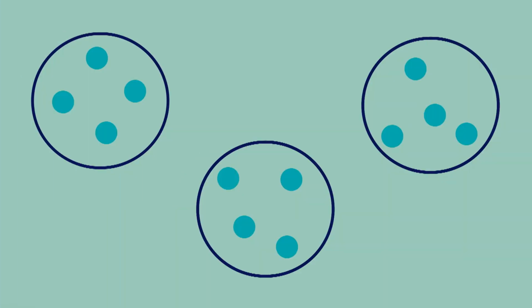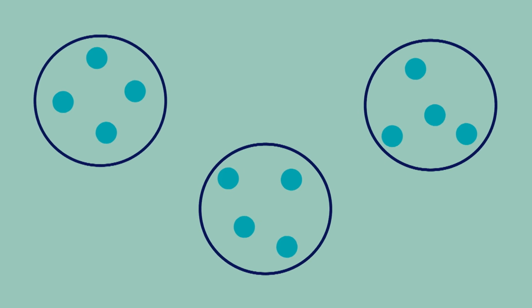Did you say by 4s? Let's try that. We'll use the same picture as before, but this time we won't count each dot separately, but in groups of 4. Count with me. 4, 8, 12. Now, what number sentence could we write for counting by 4s?